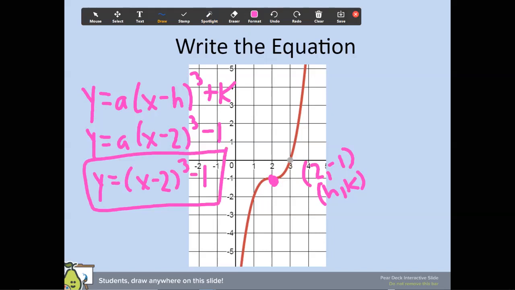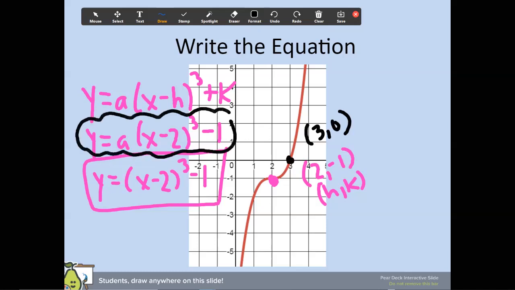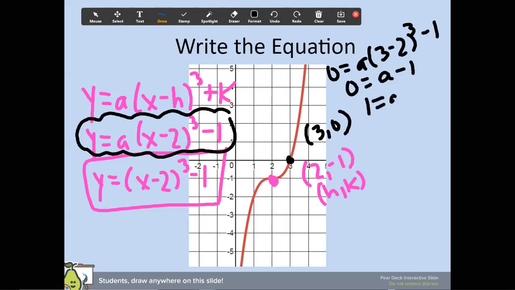Again, if you don't feel comfortable doing it that way, take the point that is given to us, 3 comma 0, and I'm going to put it in place of my x and y, and I'm going to have 0 is equal to a times 3 minus 2 cubed minus 1. So I get 0 is equal to, and when I'm doing this 3 minus 2, I get 1. 1 cubed is 1. So I'm going to get just basically a minus 1, and you see my a is 1. So I got that both ways.